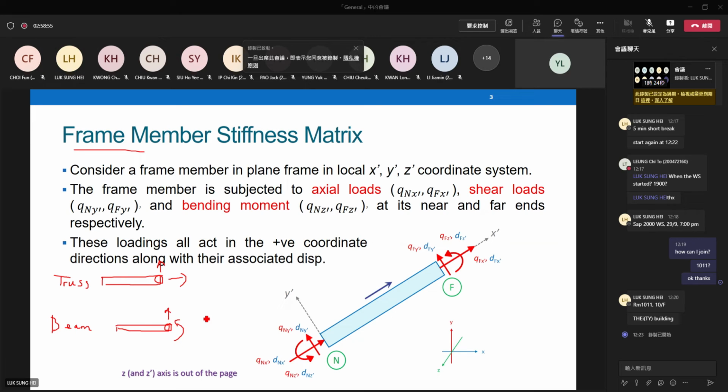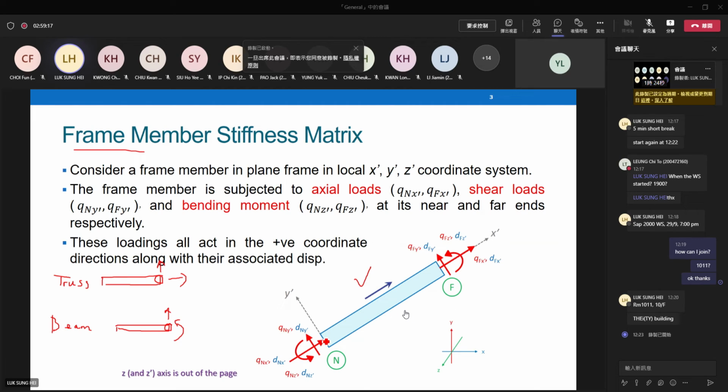Truss takes translation. Beam takes shear and bending. Frame, from the picture, you can see the frame takes all actions. It takes axial force, shear force, and bending effect. So frame is more complicated because you can see that there are 3 arrows at each end.